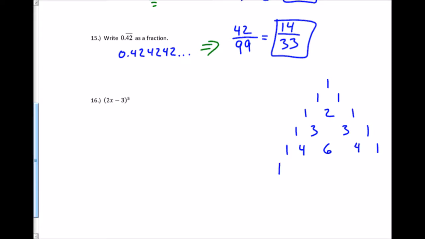Remember, I just add the terms that are next to each other. That's how I'm coming up with each of these values. I'll go one more row just so we can see the pattern continue a little bit. And when we look at Pascal's triangle, essentially this pattern continues.